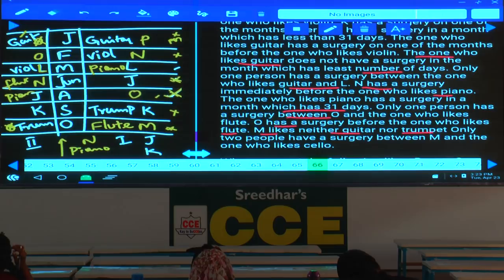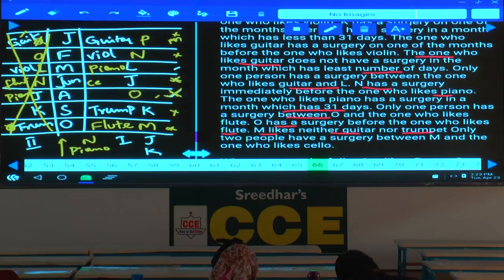Now we are left with only one case. And finally, only two people have a surgery between M and the one who likes cello. M is in the month of October, two people in between these two. Hence, cello must be in the month of June. And if cello is in the month of June, then what else is left over here? Drums is left over. Hence, the one who likes drums will have a surgery in the month of August.